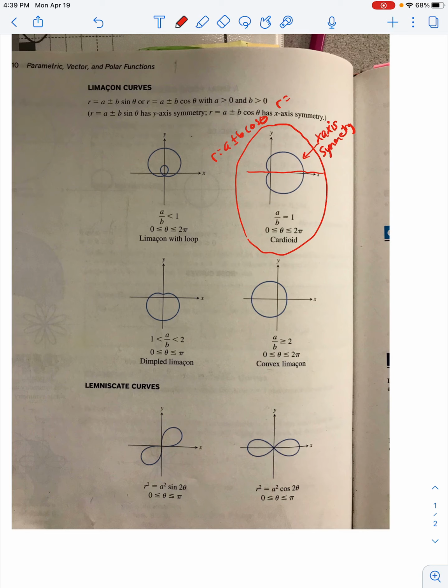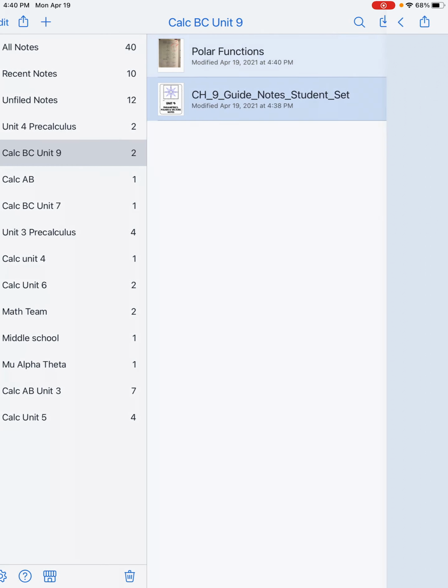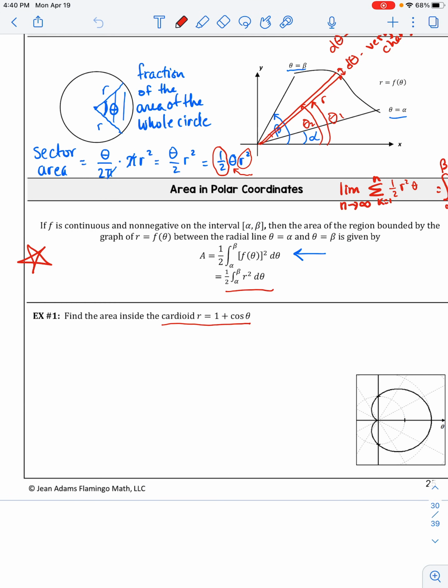When you look at our cardioid, the equation for the one that we're doing in our notes is r equals 1 plus cosine theta. So our a is 1 and our b is 1, so a over b equals 1, right? And it goes from 0 to 2 pi. That means that to make this entire cardioid, you have to go from 0 to 2 pi. So let's go back to our notes and find the area inside the cardioid.